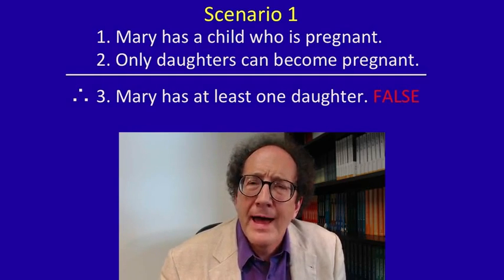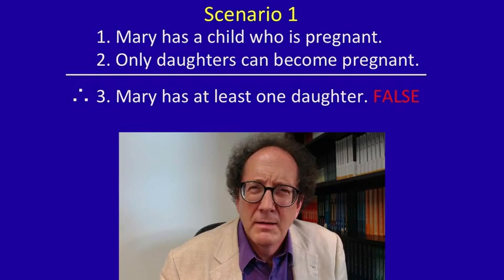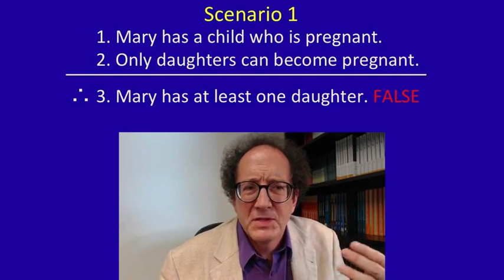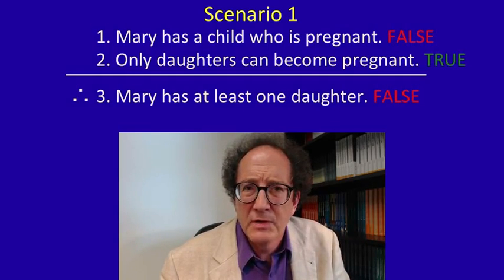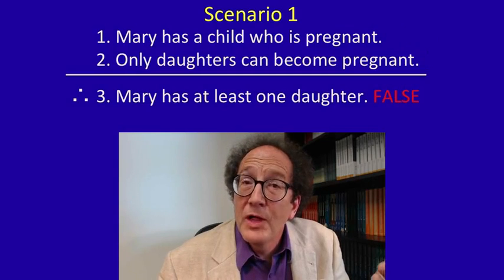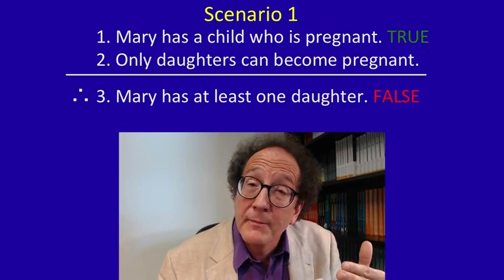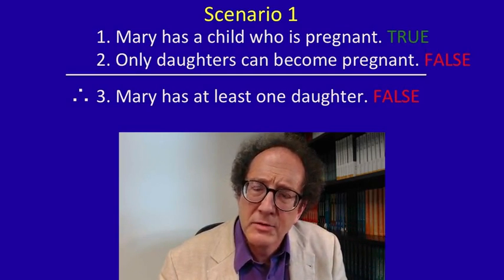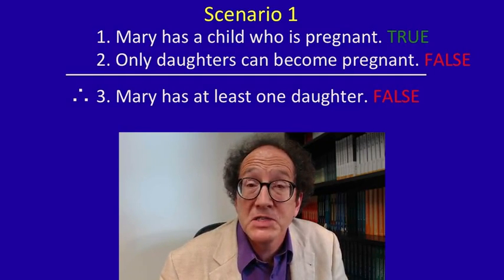Good. What about that? But then, is that son pregnant? Well, if the son is not pregnant, then the first premise is false. Mary doesn't have a child who is pregnant. But if the son is pregnant somehow, don't ask me how, but if the son is pregnant, then the second premise is not true. It can't be true that only daughters can be pregnant because this child is a son.